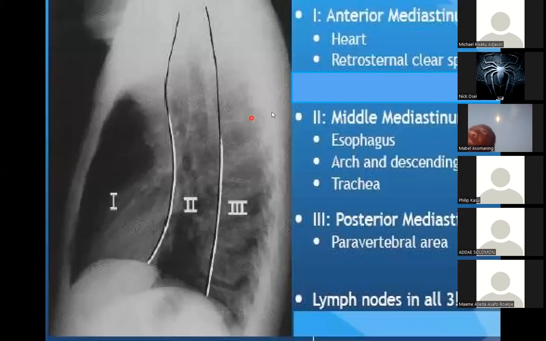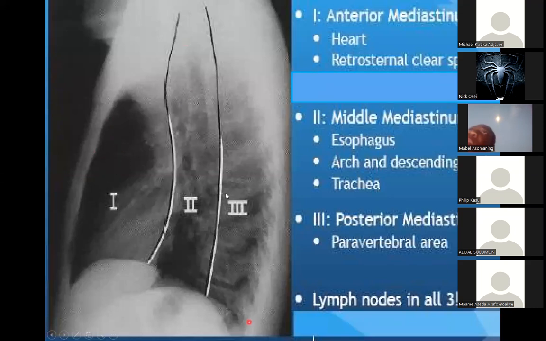Okay, so this is a lateral view of the heart, which is showing the various parts. So you can see that it's been divided into three parts: the anterior mediastinum, the middle mediastinum, and the posterior mediastinum. In the anterior mediastinum, the main thing you see is the heart. Okay, so this is the heart showing here. And there's a retrosternal space. So sternal means sternum, okay? Retro means behind. So there's a clear space behind the sternum here, okay?